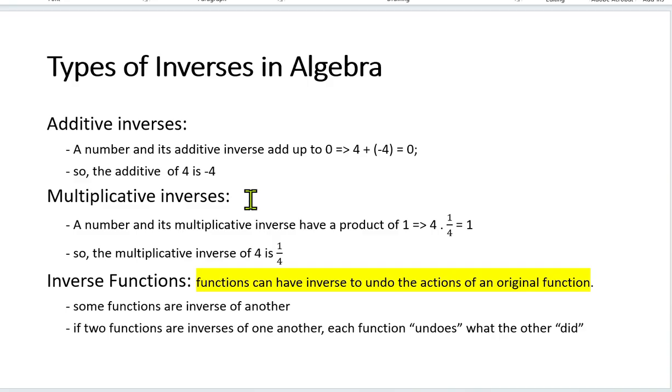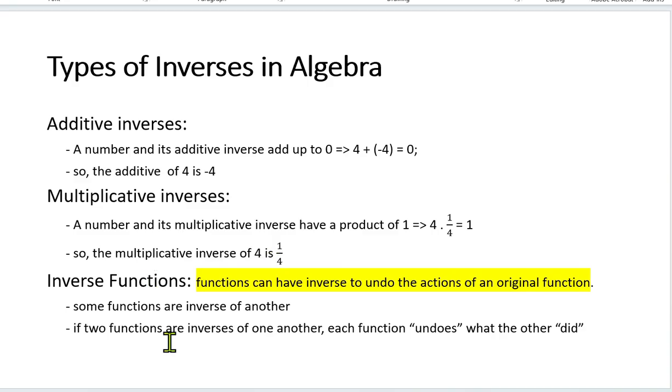What about the multiplication? Multiplicative inverse: a number and its multiplicative inverse have a product of 1. The inverse of 4 is 1/4. So the product 4 times 1/4 makes 1. So we can say the multiplicative inverse of 4 is 1/4.